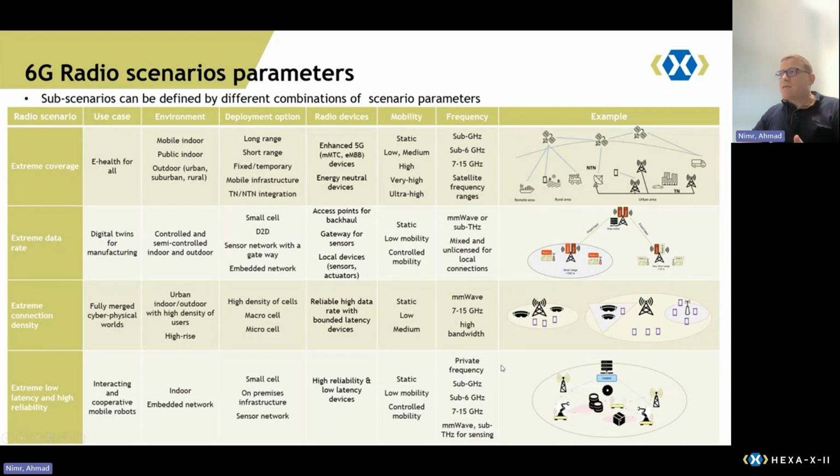And the frequency column just lists some of the options for the frequency bands that can be used to fulfill this user scenario. Yeah, and here are the four specific scenarios we are going to evaluate and assess the performance of during the work of WorkPackage 4 in Hexa-X-II.